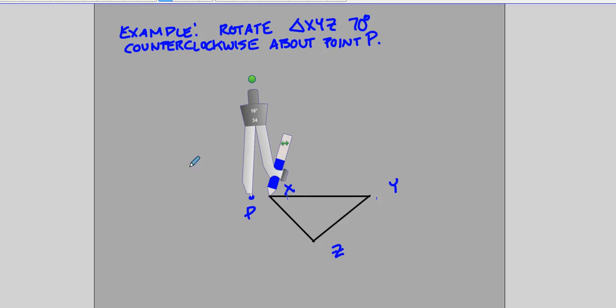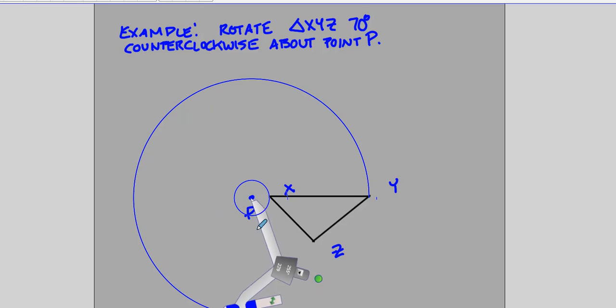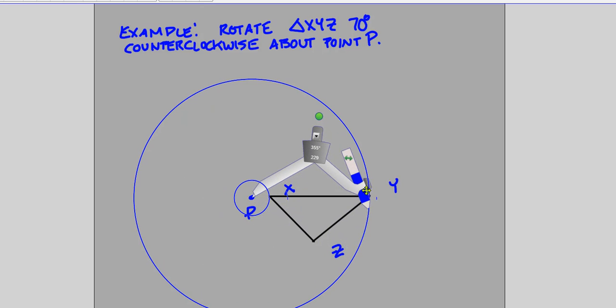Alright, so we've got a triangle XYZ. We're going to try to rotate it around a point P using this compass device I have here. So let's give this a shot. What I'm going to do is make 3 circles, all with center P. The first one's going to go through X here. The second one I'm going to go through Y here, so I'm going to go like this. Now I'm going to rotate it. Then I'm going to do the same thing finally through point Z.